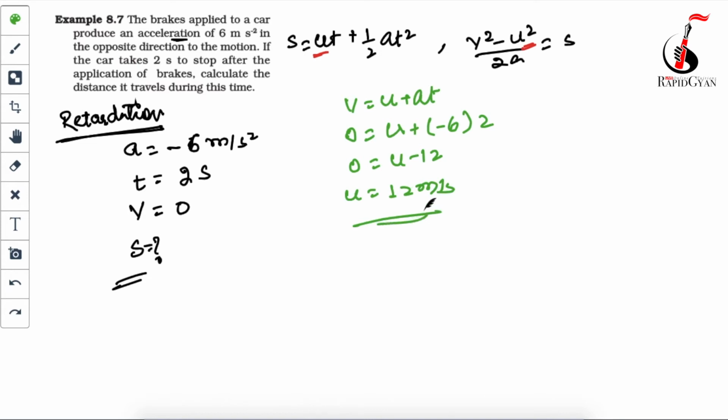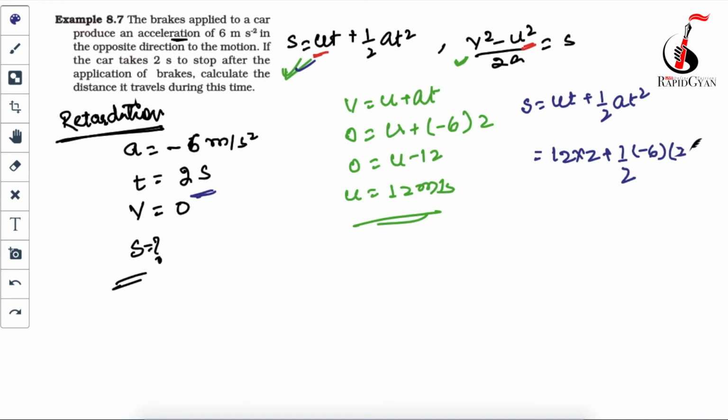Now since I got the value of u, I can use any one of these two formulas to find my answer. So I'm going to use this formula, s equal to ut plus half at square. I got the value of u, 12. Time I already know, which is 2 seconds. So 12 times 2 plus half of a, which is minus 6, multiplied by 2 square.